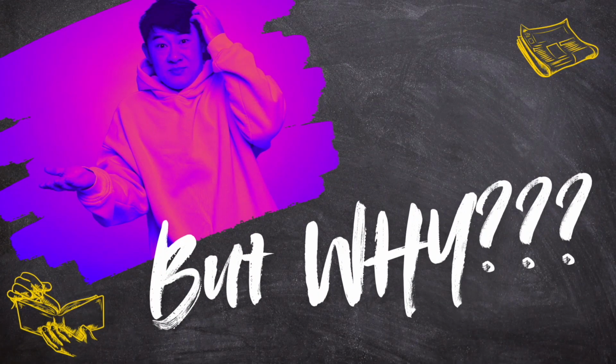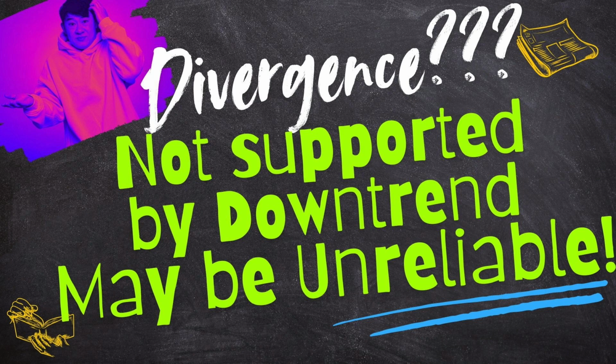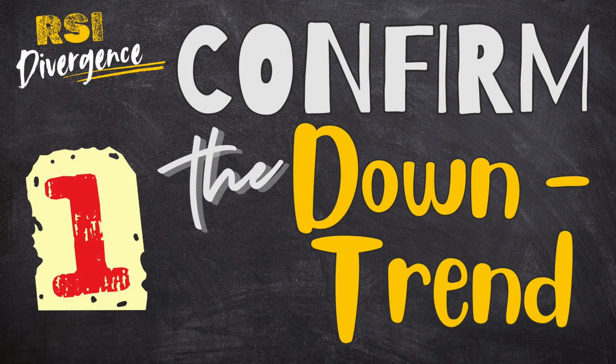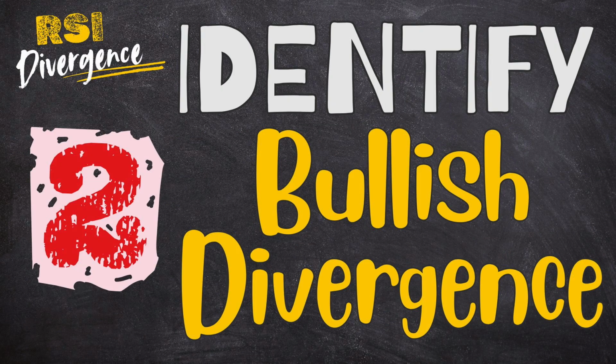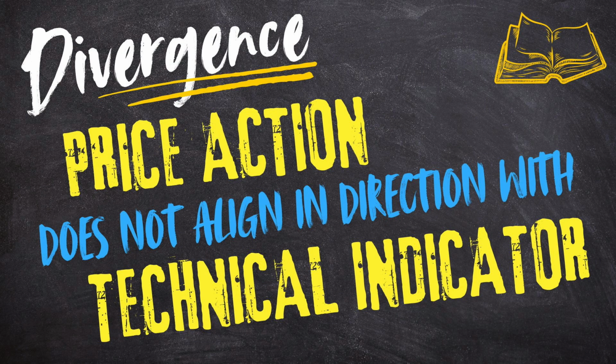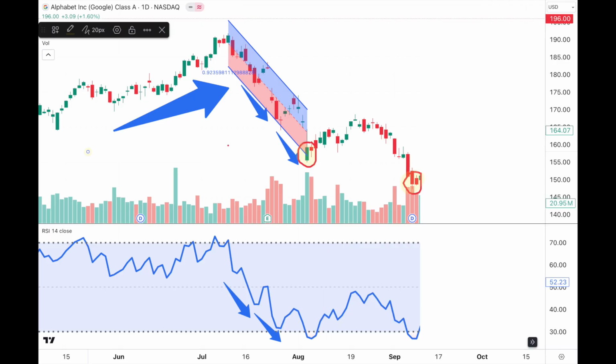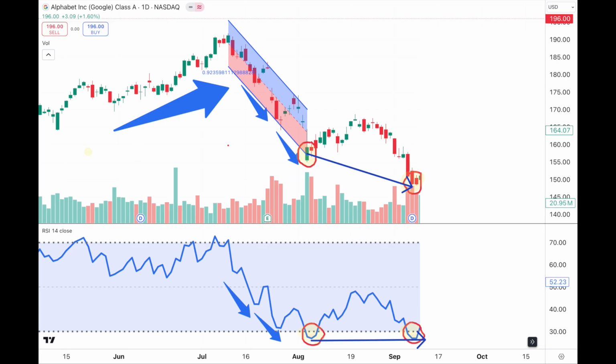A divergence signal outside of a trend may lack reliability as it doesn't indicate a momentum shift against prevailing market pressure. So once we have established that there exists a downtrend, our next step is to now identify a bullish RSI divergence. Look for price making a lower low while the RSI forms a higher low. This is an indication of bullish divergence.